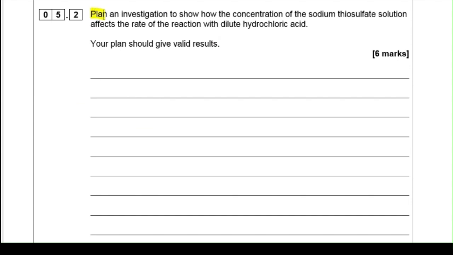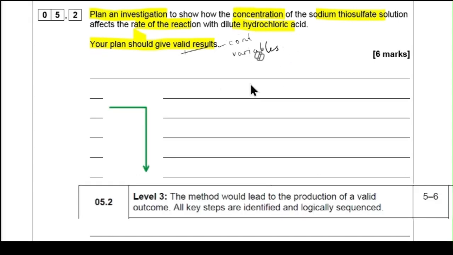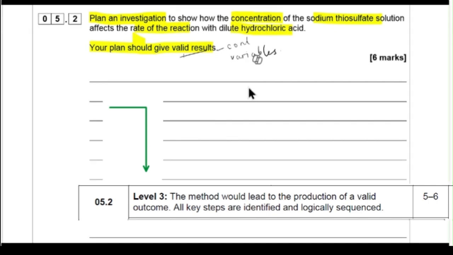Question 5.2. Plan an investigation to show how the concentration of the sodium thiosulfate solution affects the rate of the reaction with dilute hydrochloric acid. Your plan should give valid results. Whenever we see valid results, that means we must control some variable. We must also look at the mark scheme. If you look down below, this is what you need to do to get level 3. The method would lead to the production of a valid outcome, all key steps identified and logically sequenced. You've got to do that to get your 6 marks.